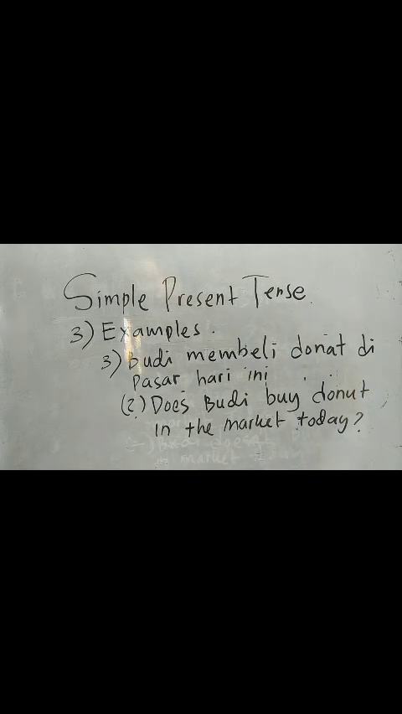So repeat after me. Let's read together the positive, negative, and interrogative. Budi buys donut in market today. Repeat after me. Budi buys donut in market today. And the negative one is Budi doesn't buy donut in the market today. And the last one is the interrogative. When we are asking someone, we use the interrogative. Does Budi buy donut in market today? Repeat after me. Does Budi buy donut in market today? Okay, good.